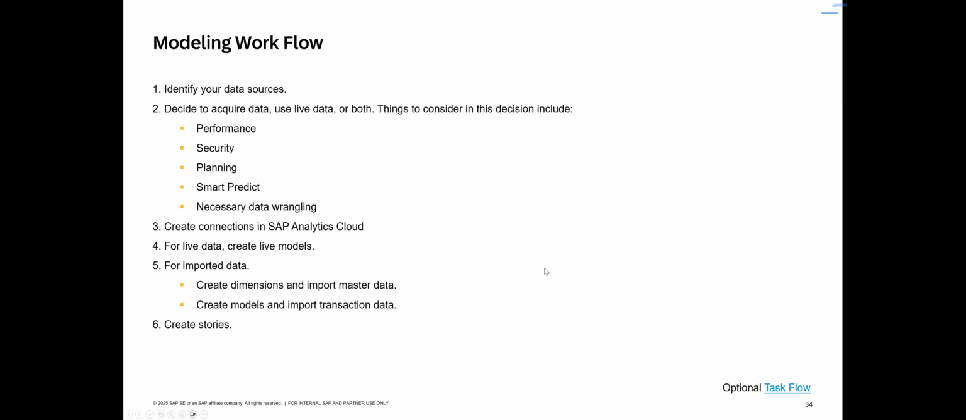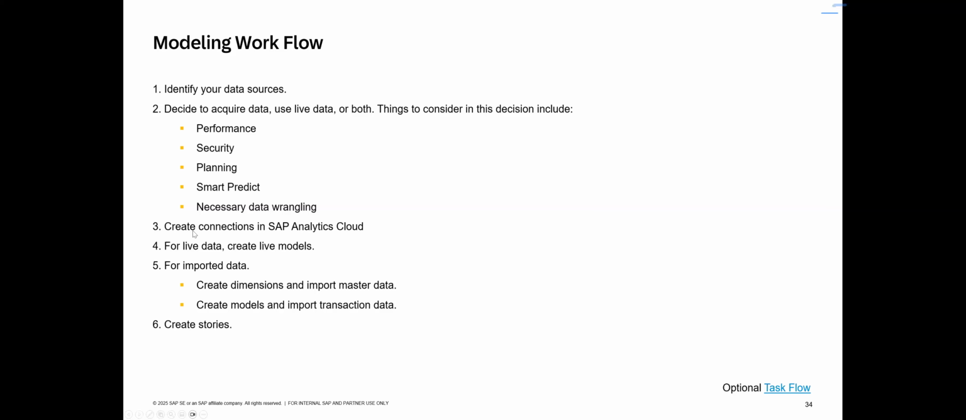Let's move along. Here we are summarizing the modeling workflow, how you go about creating a report. If you want to create a dashboard report, the first step is to identify your data source, from which system. Then, using the system and the connection, you decide whether you want live or import, or both. The things you need to consider are your performance, your security, and whether it's planning. If it's planning, then you always go for import. And whether you want Smart Predict, or some necessary data wrangling or transformation, again you will go for import.